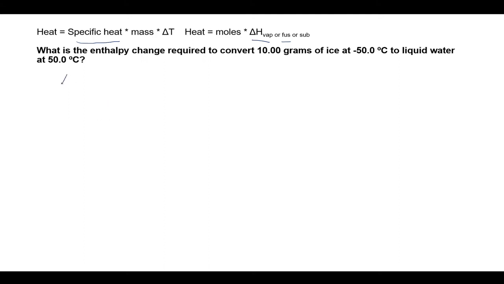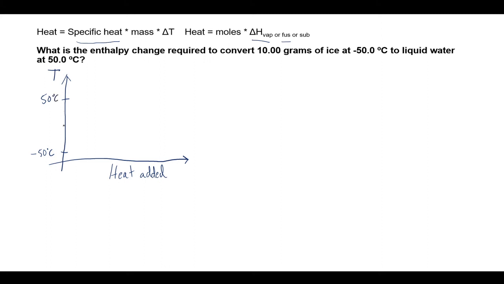So let's think about the diagram we would need here. We're just going to draw something similar to what we had before, only much poorer in quality. Here's heat added on the x-axis. Here's my temperature on the y-axis. And where am I starting here? I'm starting at negative 50, and I want to go to liquid water at 50 degrees Celsius. We could probably put this a bit higher here. This is temperature. This is 50 degrees Celsius.